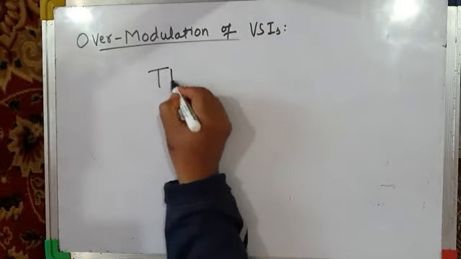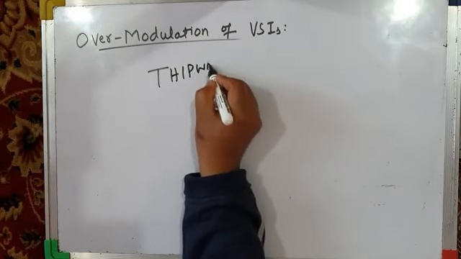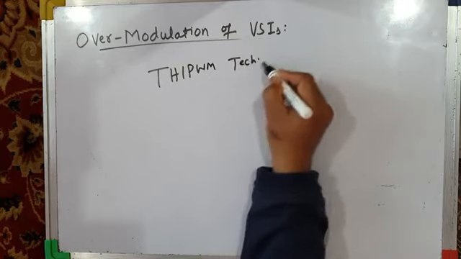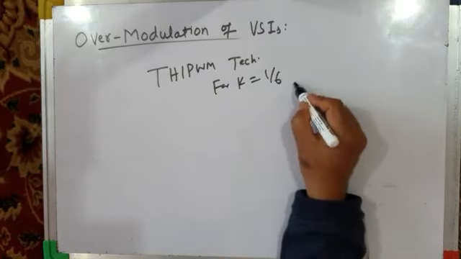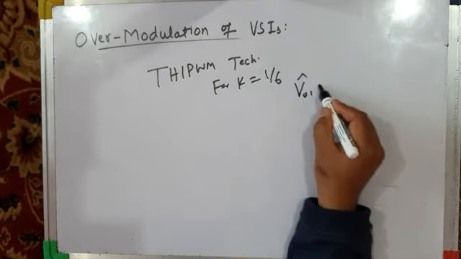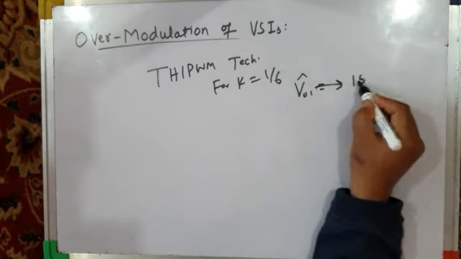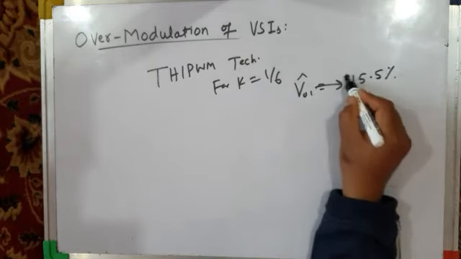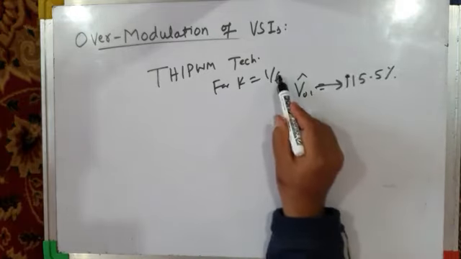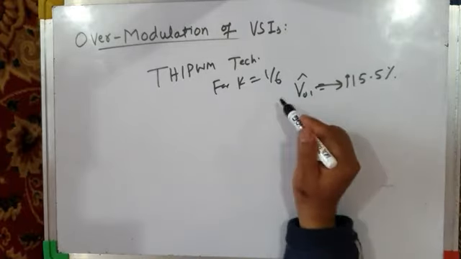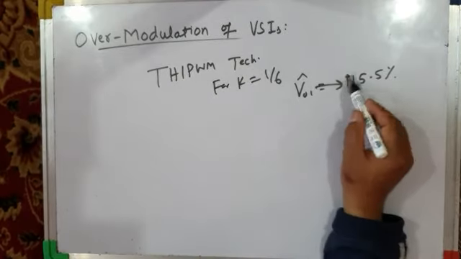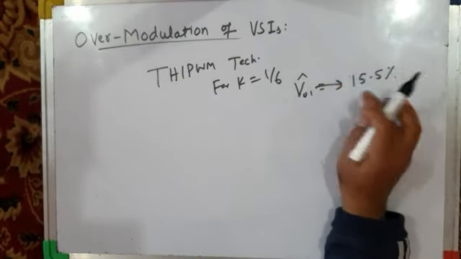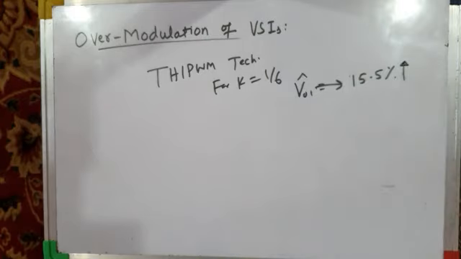If you consider the third harmonic injection PWM technique, for K equal to 1 by 6, the fundamental component of inverter output voltage is raised by about 15.5% here also. Not for K equal to 1 by 4. For K equal to 1 by 4, it is raised by about 12%. For K equal to 1 by 6, in the third harmonic injection PWM technique, the peak value of the fundamental component of inverter output voltage is raised by about 15.5%. We have already studied this.